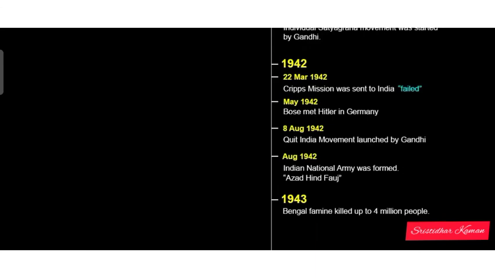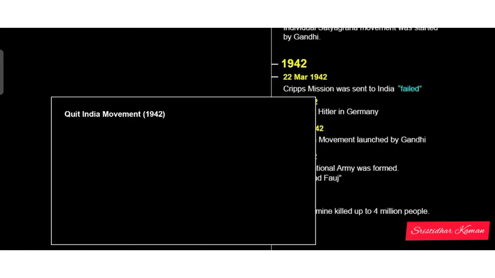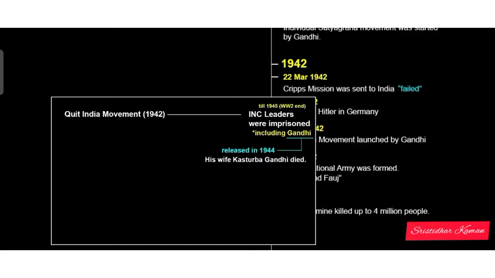We know that the Quit India movement was started in August 1942. After that, almost the entire leadership of the Indian National Congress, including Gandhi, was imprisoned. They were cut off from the rest of the world for over 3 years. Most Congress leaders were kept in prison till 1945. That is when World War II ended. But Gandhi was released in 1944. In the same year, his wife Kasturba Gandhi died.